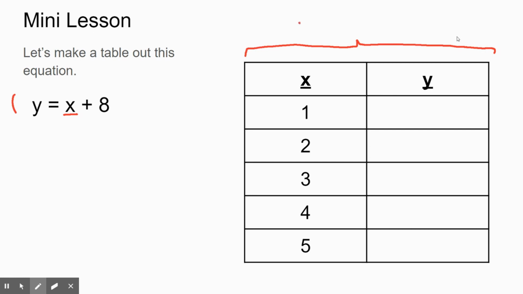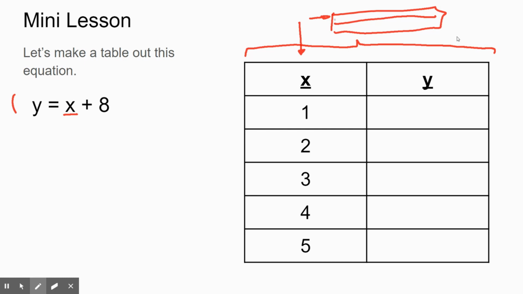Likewise, when you have a table, this first column, the left-hand side, or sometimes if you have a table that goes horizontally, it'll be the top row. That should be your independent variable. You get to choose what they are. In this case, I've already chosen just 1 through 5 to make things simple. And we're going to go from there.